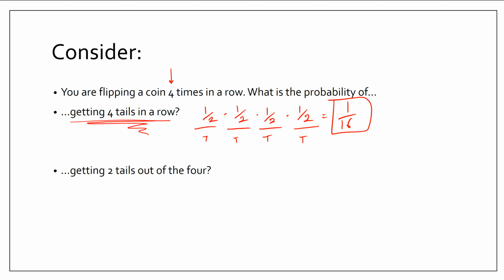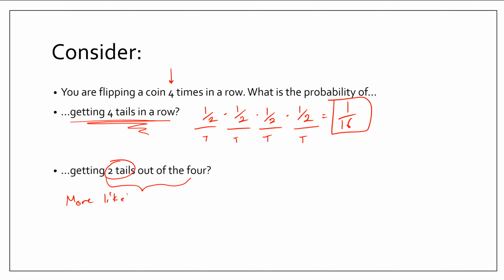So easy. But the problem gets a lot more complicated if I'm looking at something like this. What about the probability of getting 2 tails out of the 4? Now, first of all, let's think about this. Is it very likely to flip 4 tails in a row? No, it's not. That's why it's only a 1 out of 16 chance. But getting 2 tails out of the 4, that seems like it should be a lot more likely, right? 2 tails, 2 heads, 50% chance. It seems like this should be more likely.